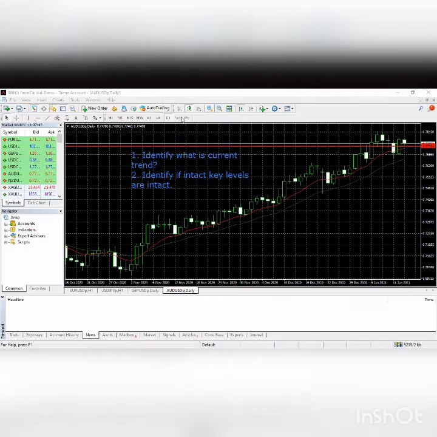Next to that is identify if key levels are intact, no? So for this scenario, I would like to consider that the key level is this level, no? And you can see that it's intact, hindi naman niya na-breach, no? So there is clear demand in the key levels. So I can clearly say na malaki yung chance na pwede tayong mag-commit ng capital.